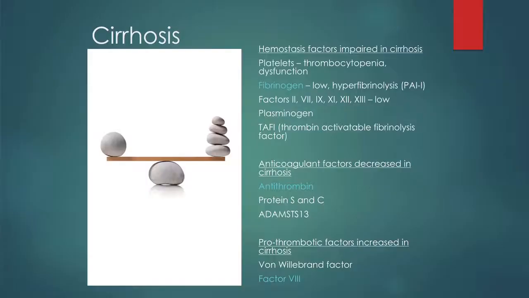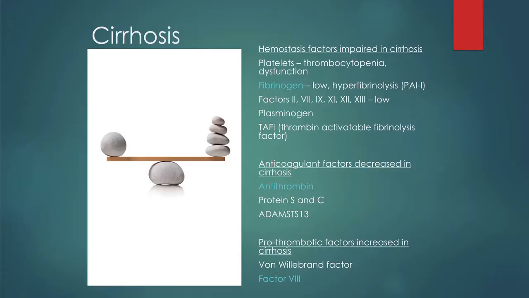So we can see what factors are actually increased or decreased in cirrhotic patients. We know that there are some hemostatic factors. For example, platelets are decreased, and it's multifactorial. We know that portal hypertension leads to splenomegaly, which can sequester platelets, but there's also a decrease in production by the bone marrow because the factor that stimulates the production of platelets is decreased.